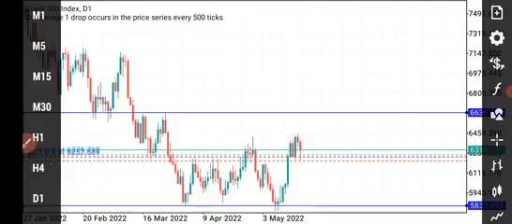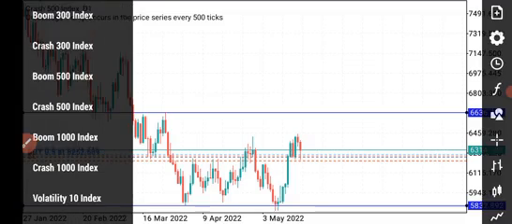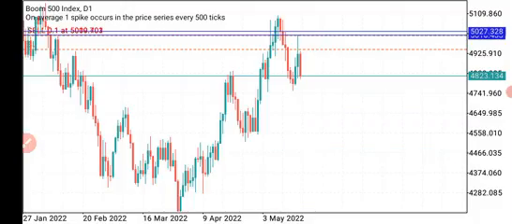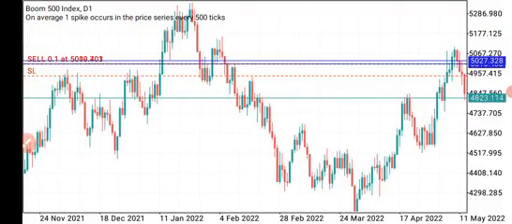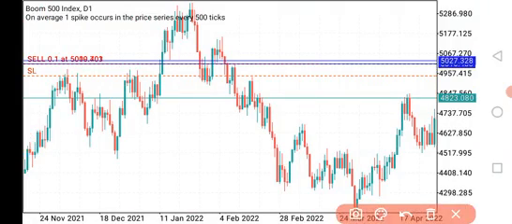Let me check one more asset. Maybe this one is Crash 500. Let me see B500. Now this is B500. Let me just start this on the daily. I'm seeing something like this.